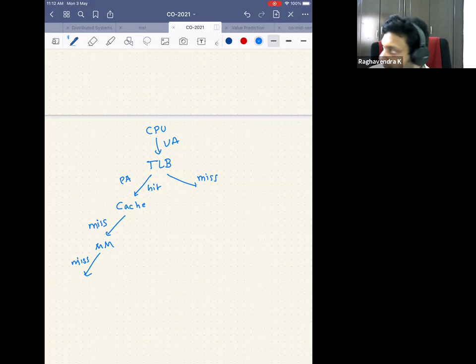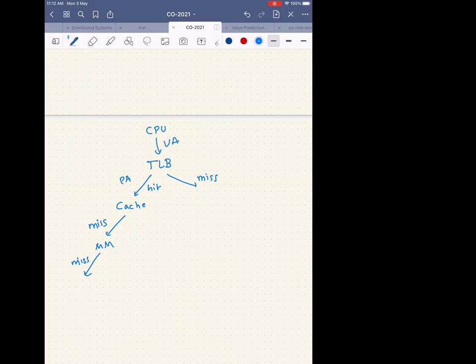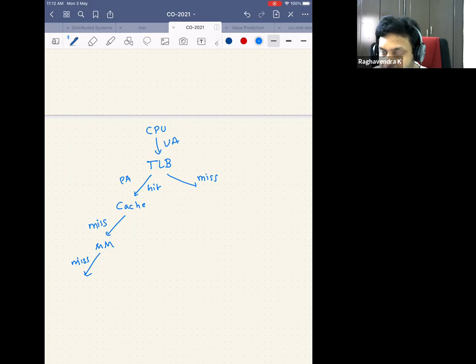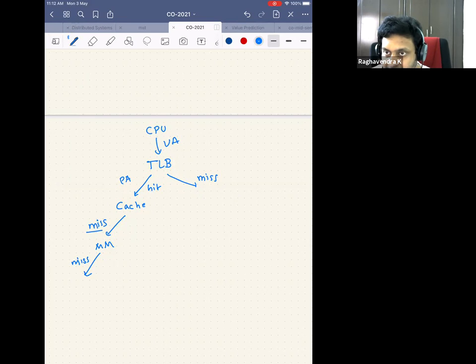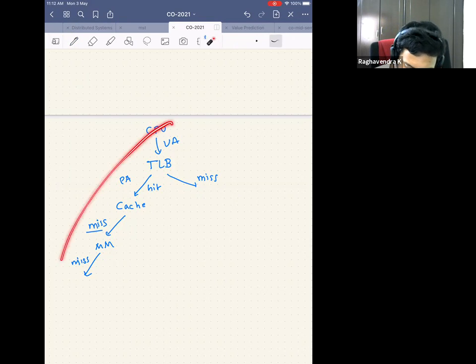Try to follow this. We will load the page. Can there be a miss in the main memory? That is the first question. Okay, so first, can there be a miss in the cache? Yes, because the cache space is limited. But think about it. Can there be a miss in this particular tree?